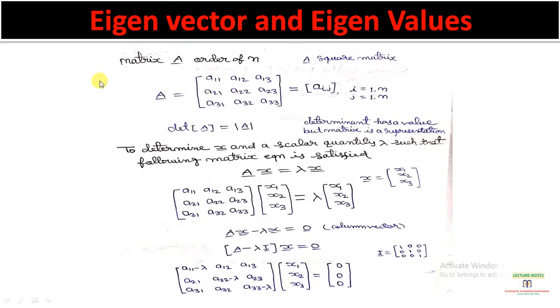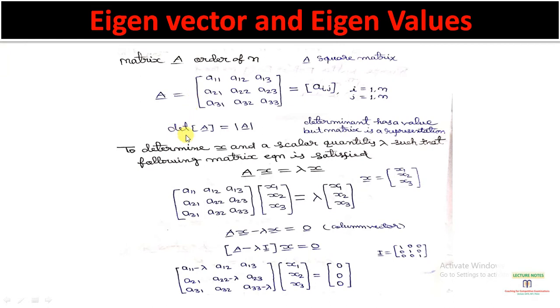Next, matrix A, a square matrix A of order n. So A is the square matrix, and we have written it in this manner. Here we are discussing some notations. We can write a11, a12, a13, a21, a22, a23, and so on, or we can write the matrix a_ij, where i varies from 1 to n and j also varies from 1 to n.